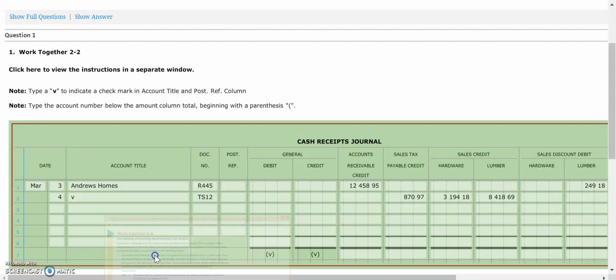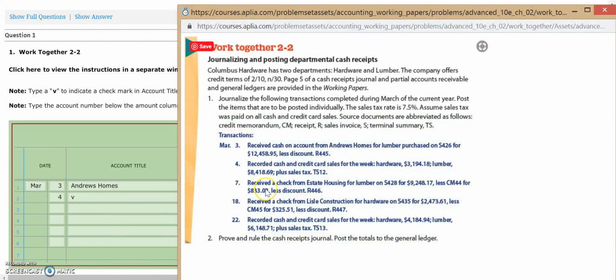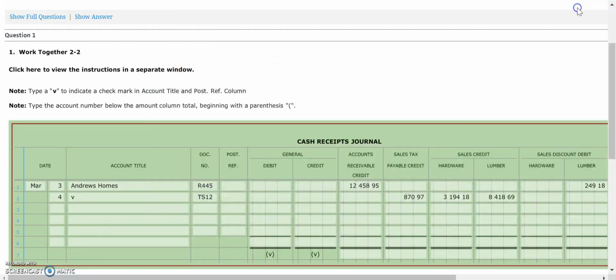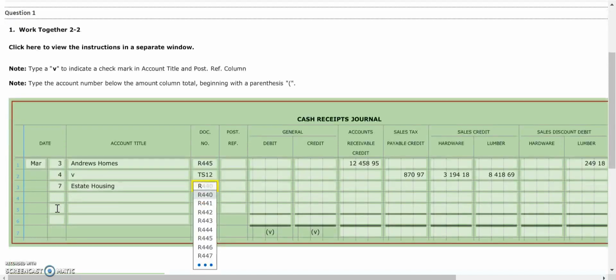Next up is our March 7th transaction, which says we received a check from Estate Housing for lumber for $9,248.17 less a credit memorandum of $833.02, less a discount. So we've got lots of things happening here. So let's come on down and put our date, and we'll put our account title, which is for Estate Housing. And our receipt is 446.